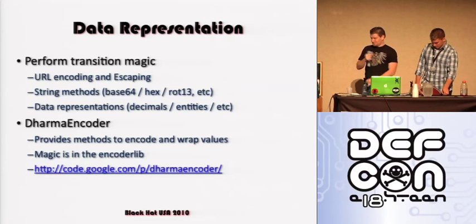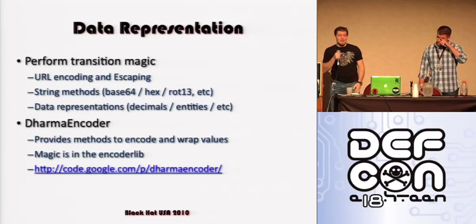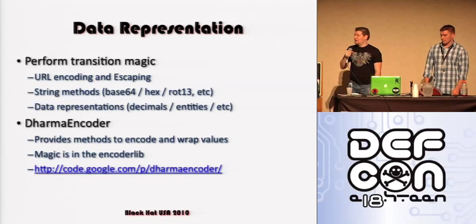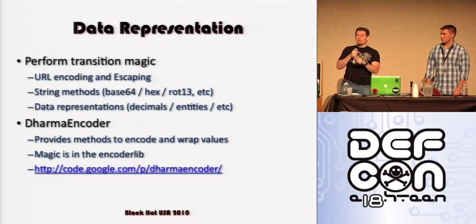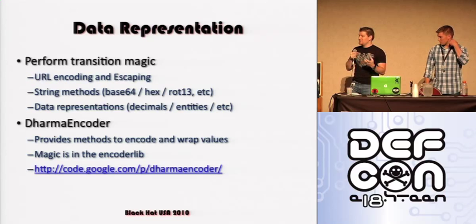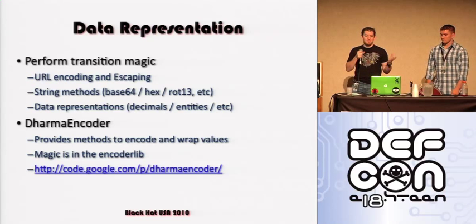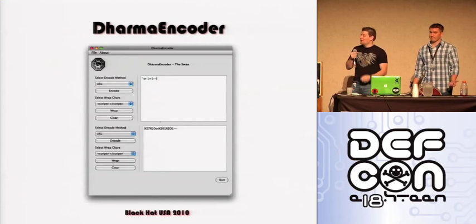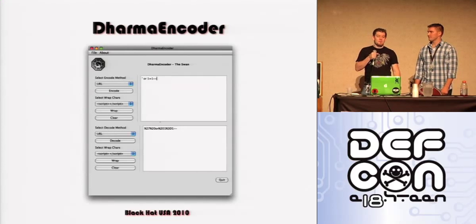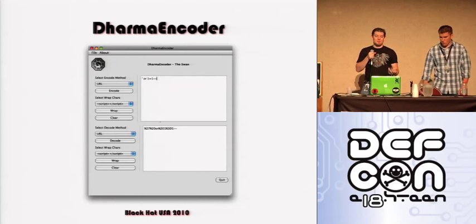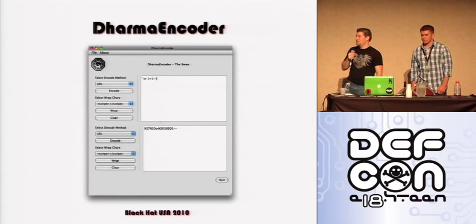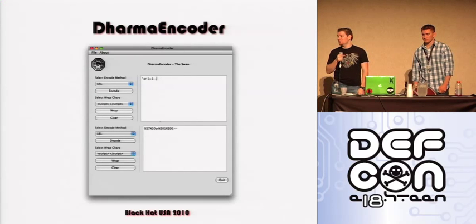Just because I like having a standalone encoder when I'm doing assessments, I wrote this tool called Dharma Encoder, and the magic of Dharma Encoder is in the encoder lib, as you would imagine. It's open source, you can download it, and you can see all the different data representations there. On the next page is a screenshot, and all you have to do is choose which method you want to encode to, and you can also wrap it in script tags. There are probably bugs in it, so let me know so I can fix them, or if there are features you would like, let me know, and I'll get those added.